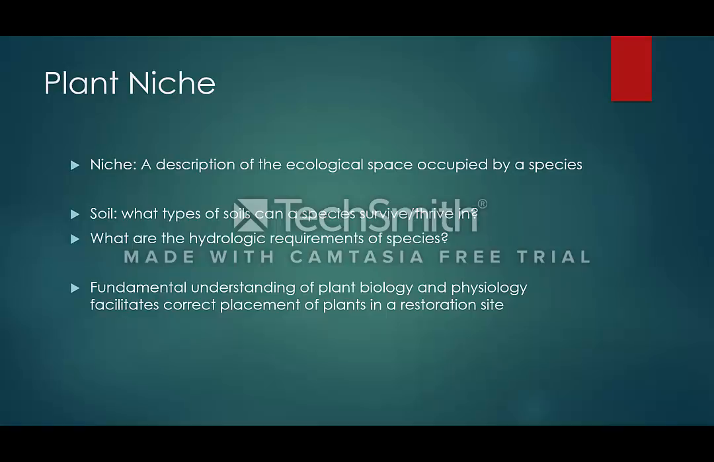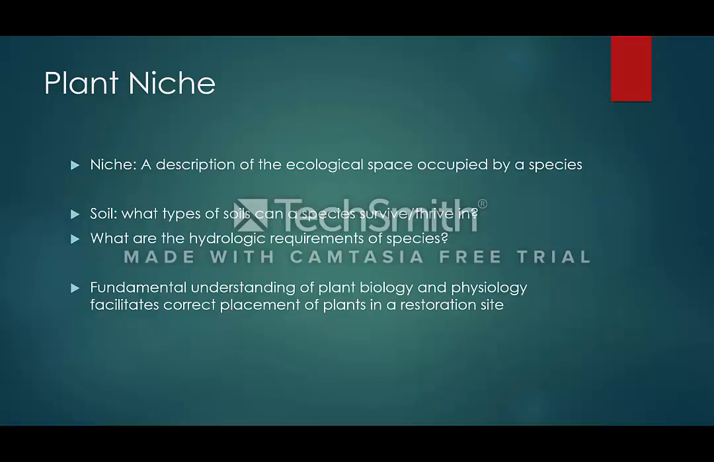So a niche, very broadly, if you haven't heard the word niche before, is a description of the ecological space occupied by a species. So what are the characteristics of that species' environment, its habitat? This could include soil. What types of soils can that species survive and thrive in? And the hydrologic requirements of the species. Does it need flooding? Can it not withstand any flooding?